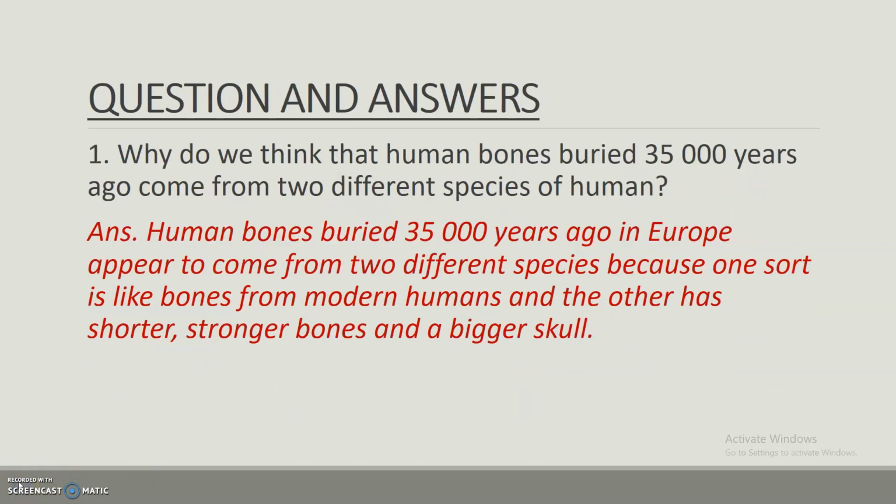So some questions and answers. Question number 1. Why do we think that human bones buried 35,000 years ago come from two different species of human? Answer. Human bones buried 35,000 years ago in Europe appear to come from two different species because one sort is like bones from modern humans and the other has shorter, stronger bones and bigger skulls. You just have seen the picture of that, right? So the two different skulls were very different. So from that itself, we can understand that those skulls belong to two different species.